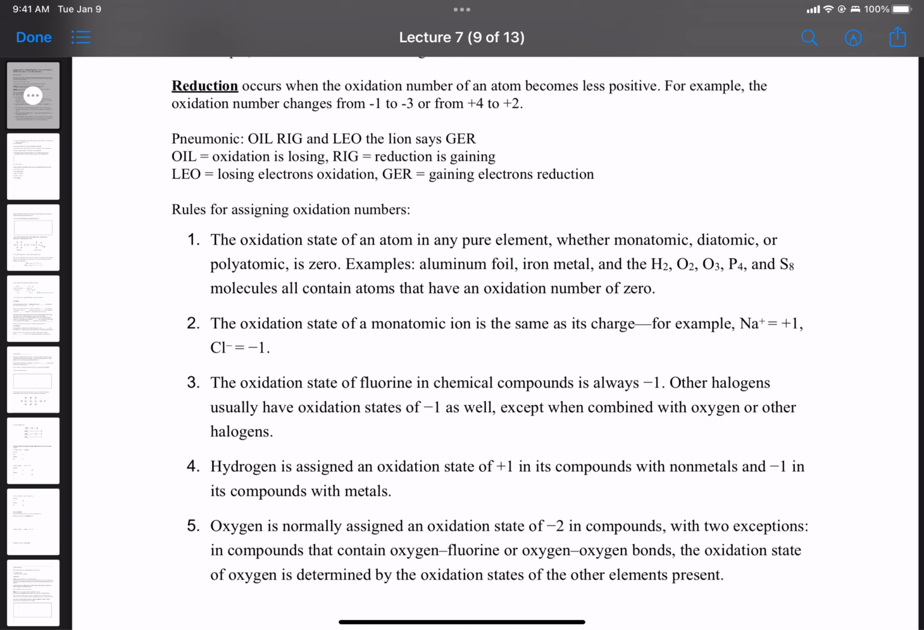Okay. Oxygen is normally assigned an oxidation state of -2 in compounds, with 2 exceptions. In compounds that contain oxygen-fluorine or oxygen-oxygen bonds, the oxidation state of oxygen is +1. Or, I guess to put it more appropriately, it's going to be determined by the oxidation states of the other elements first, then you determine the state of oxygen. So kind of like how we determine the charges of ionic compounds of transition metals. We usually assign the charge of the transition metal based on the charges of the anion that is present, right? Or the other atoms present. So oxygen is the same way in oxidation state.